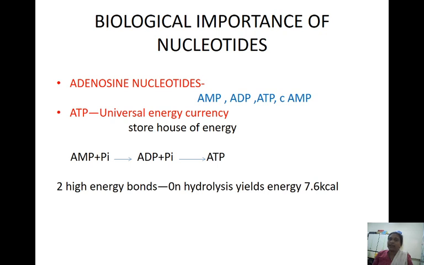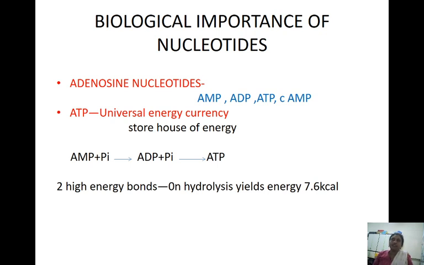Now this ATP is synthesized in two ways. The majority is by oxidative phosphorylation, where oxidation is coupled with phosphorylation in the electron transport chain. The second is that ATP is formed directly from substrates by substrate level phosphorylation. Substrate level phosphorylation means the energy in the substrate is strong enough to couple ADP with inorganic phosphate to form ATP.